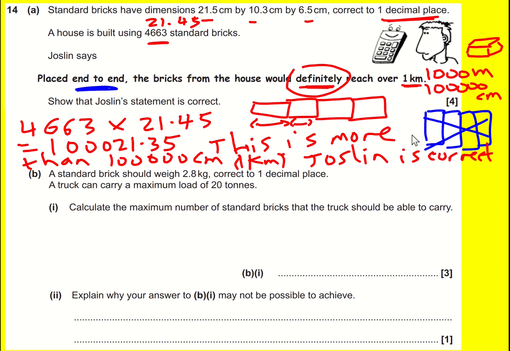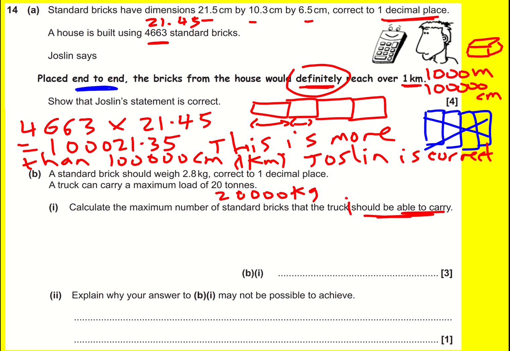Okay, part B, a standard brick should weigh 2.8 kilograms, correct to one decimal place. A truck can carry a maximum load of 20 tons. Now we've got kilograms and tons, so I'm immediately going to change this to kilograms. 1 ton is 1,000 kilograms, and so this is 20,000 kilograms. Calculate the maximum number of standard bricks that the truck should be able to carry.